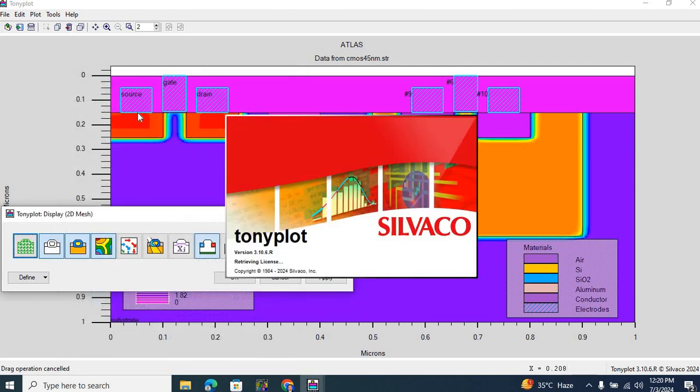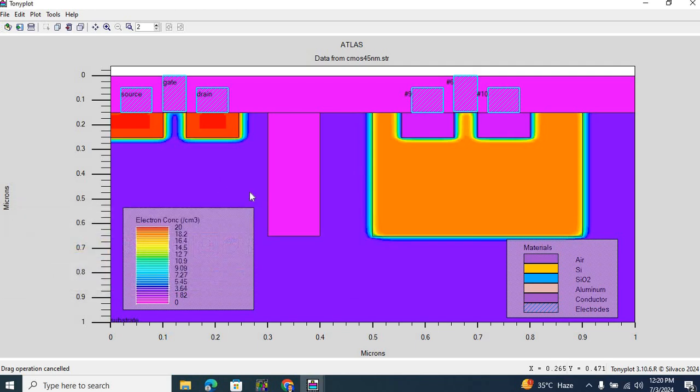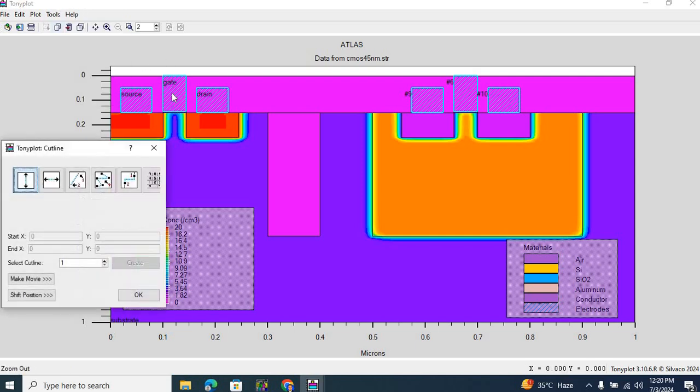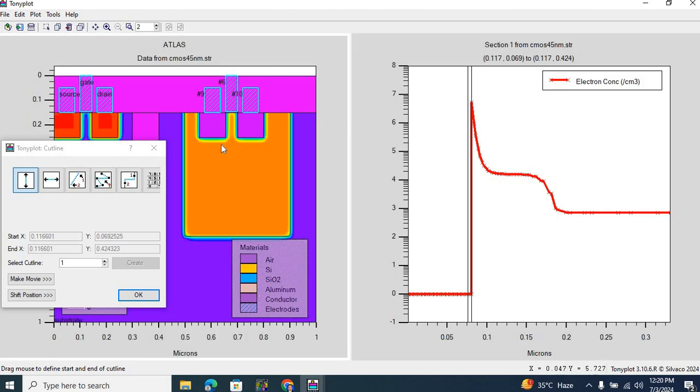Okay, so now this shows us the electron concentration profile of the entire structure under thermal equilibrium. Here, we are more interested in the channel region. So we go to tools, cut line, and draw a cut line across the channel over here. Now you see the doping profile across the channel.